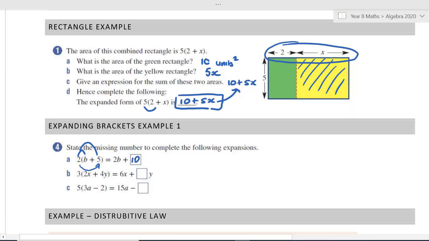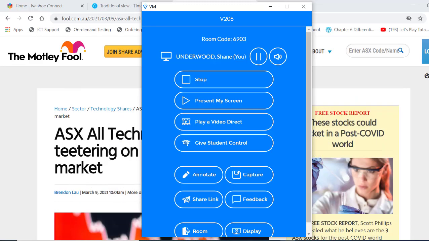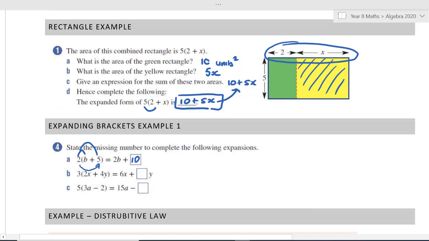Very good. And Anna, we know that 3 times 2x is 6x. What's missing in there? 3 times 4y. What's 3 times 4y? 12y. Yes, 3 times 2x is 6x, and 3 times 4y is 12y. We're expanding brackets here.